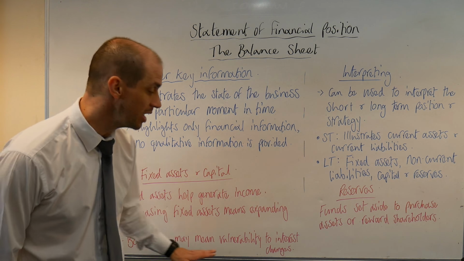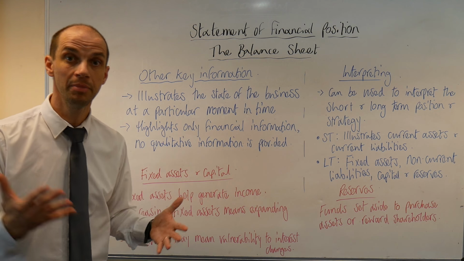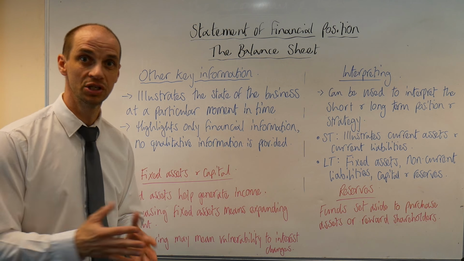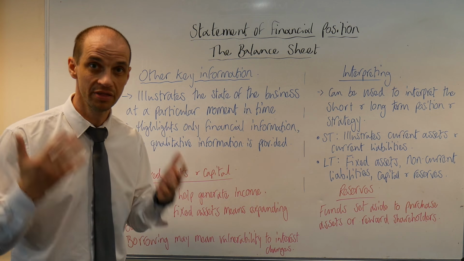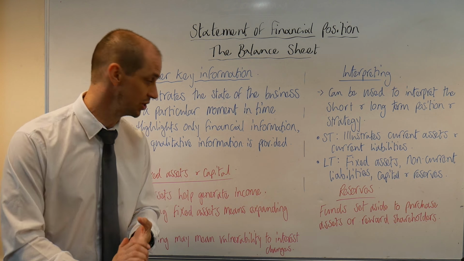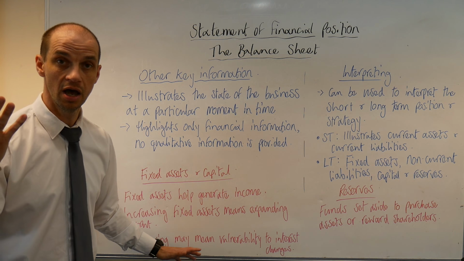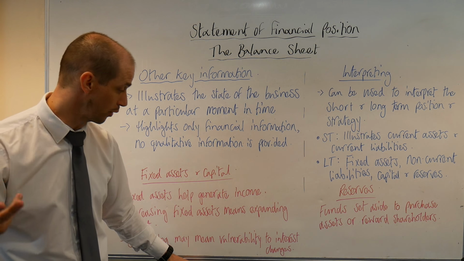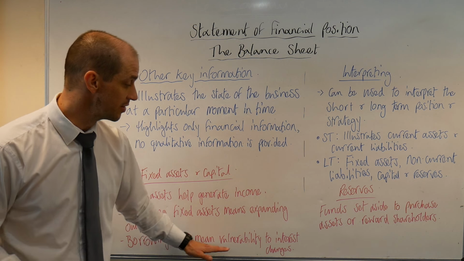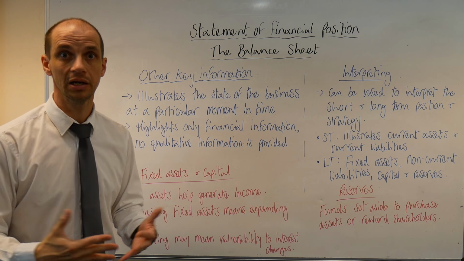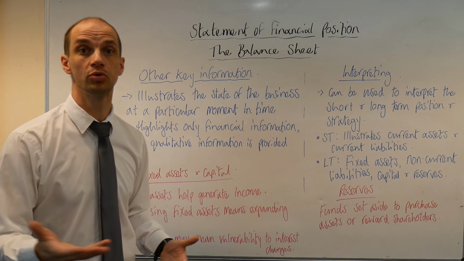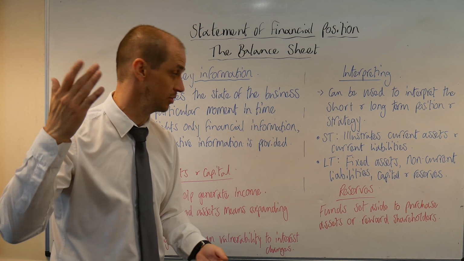So borrowing may mean the business is vulnerable to changes in the interest rate. That is the cost of borrowing, of course. So if the cost of borrowing rises and a given business has a lot of external borrowing through mortgages, then of course they're likely to be more susceptible to rising interest payments there.